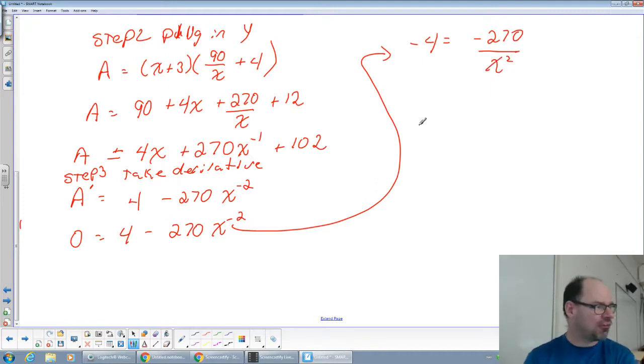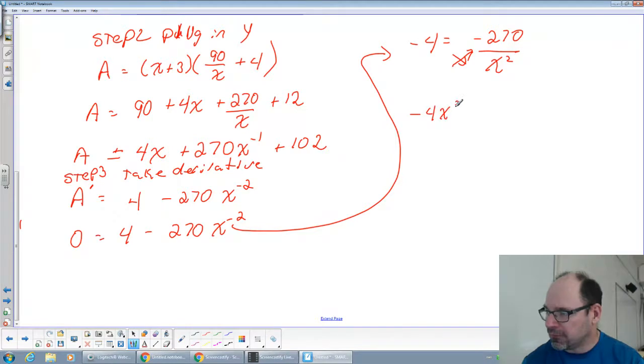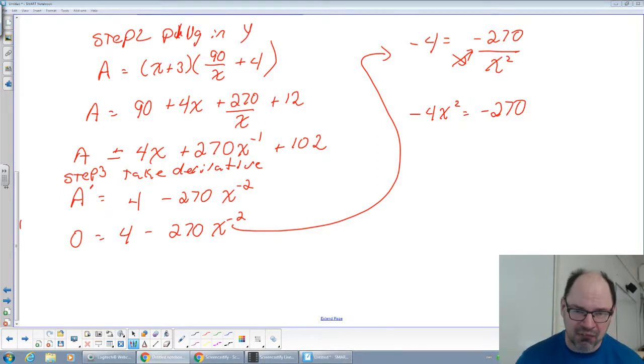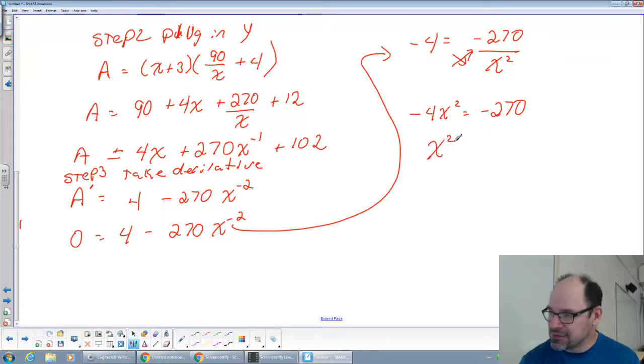Okay, now we can solve it with cross multiplication. This is like negative 4 over 1, so cross multiply. So this is negative 4x squared equals negative 270. Okay, divide both sides by negative 4 to get your value for what x squared would be. So negative 4 into negative 270, so x squared is equal to 67.5.